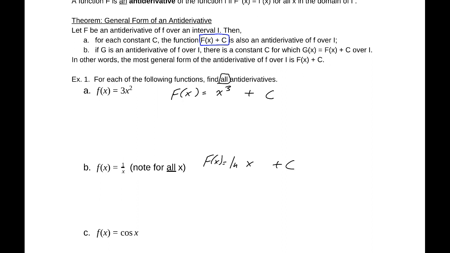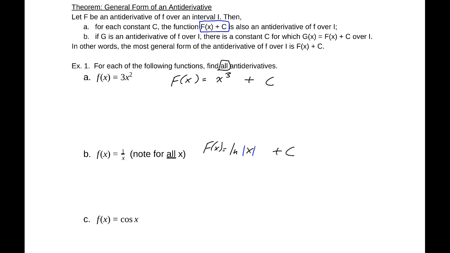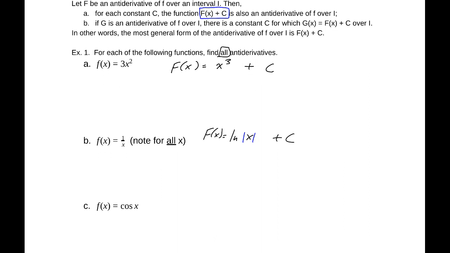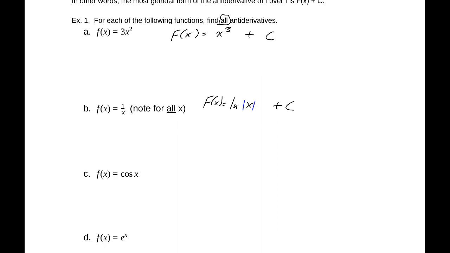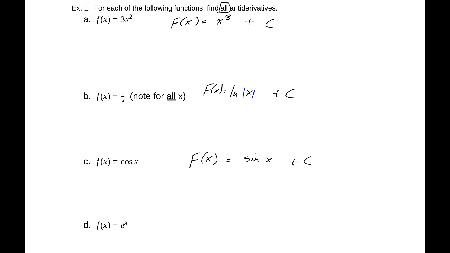Now there is this stipulation that it's all x, which means to account for negative values of x, we need to say the natural log of the absolute value of x. And if you look at an integral table, you will see that it always shows ln of absolute value of x. What could we take the derivative of to get cosine? If we think for a little while, that would be sine x. So sine x plus c is our capital F there.